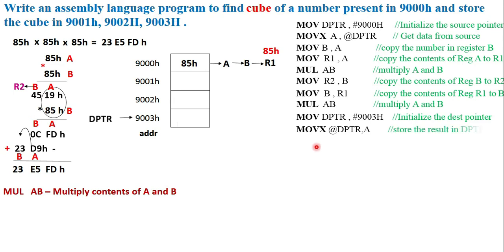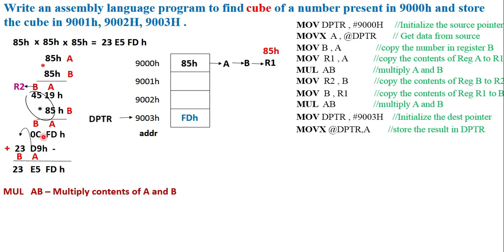So the instruction is MOVX @DPTR, A, the inverse of the read instruction. So after this instruction, FD is stored in 9003h. Now once we have stored this, we are yet to do one last multiplication, that is the multiplication of 45 and 85. To perform this multiplication, again the same rule continues. One of the operands must be in the accumulator, the other must be in B.